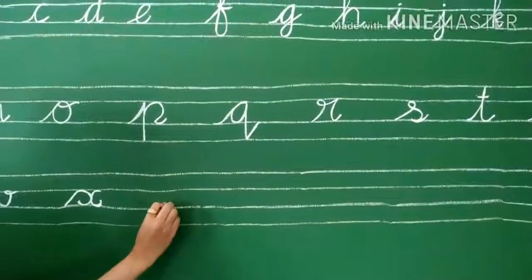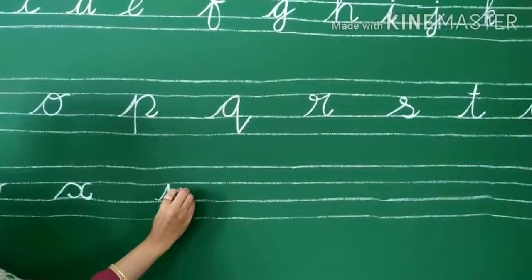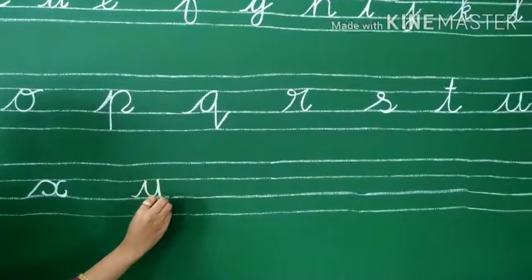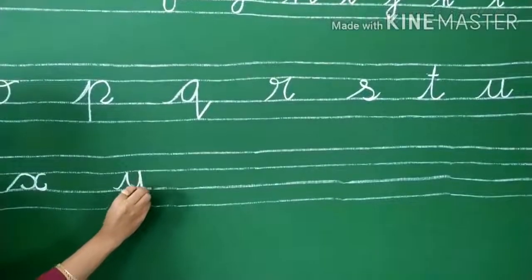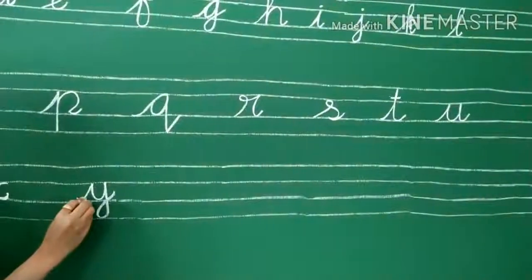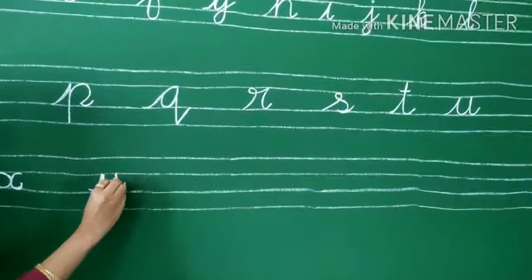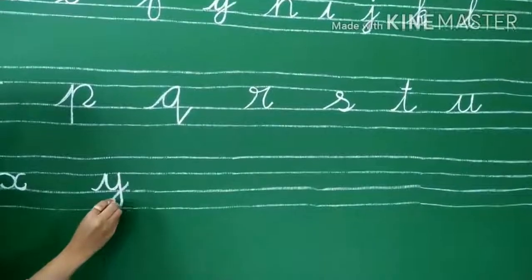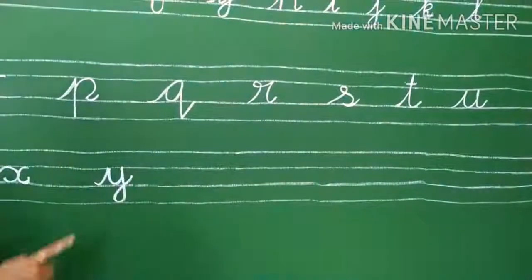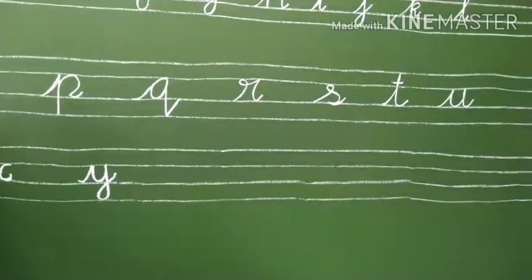It's y. Draw a slanting line and draw one small u. Again draw a straight line ends with a knot. Yes, draw a slanting line and draw a small u. Again draw a straight line, ends with a knot. It's small y. And last it is z.